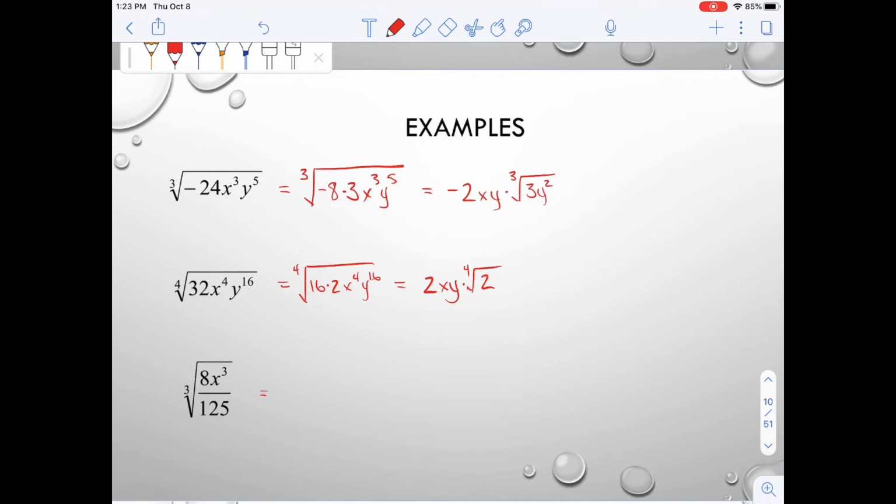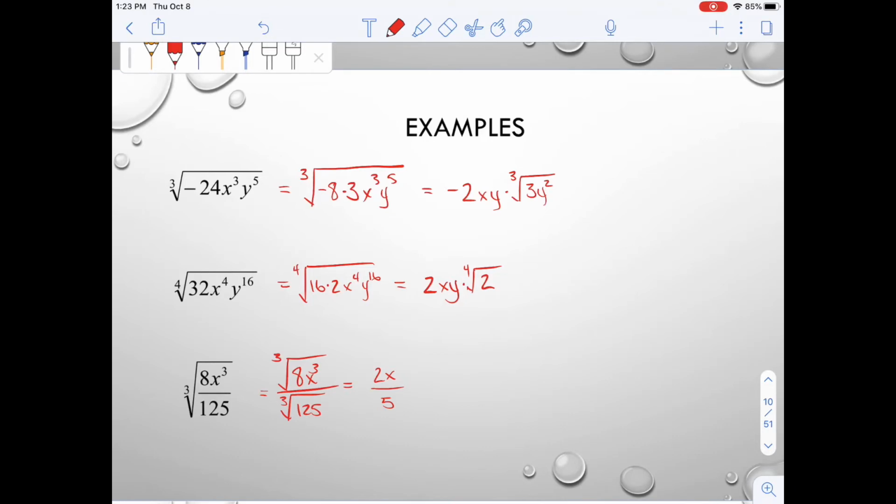When I deal with that third example that we have here, I can break this into two parts. I have the cube root of 8x cubed divided by the cube root of 125. Cube root of 8x cubed: the cube root of 8 is 2, 3 goes into 3 one time, and the cube root of 125 is 5, because 5 cubed is 125. All right. So again, we can use the product and the quotient rules to break down and simplify radicals that otherwise would be difficult or challenging for us to simplify.